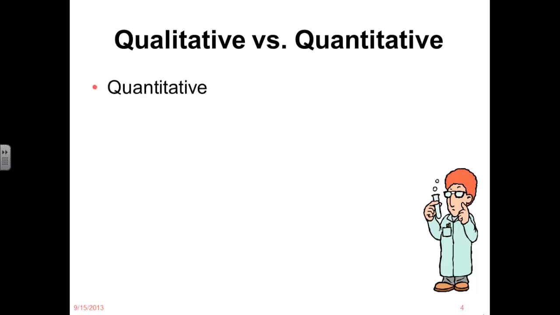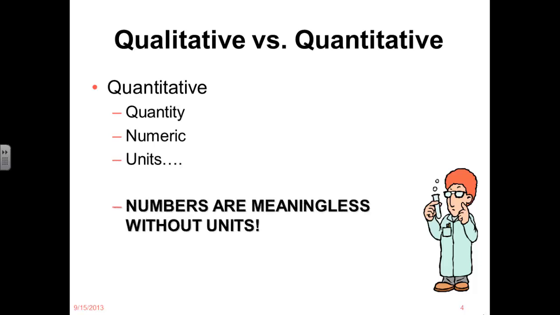The other kind of measurement is called quantitative. Quantitative comes from the word quantity. Quantity means numbers. So quantitative measurements all involve numbers. And numbers don't mean anything unless you have units with them. We've already seen this when we took measurements for our separations lab, and you had to record whether or not something was grams or milliliters.